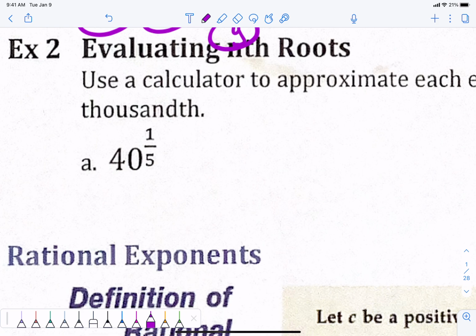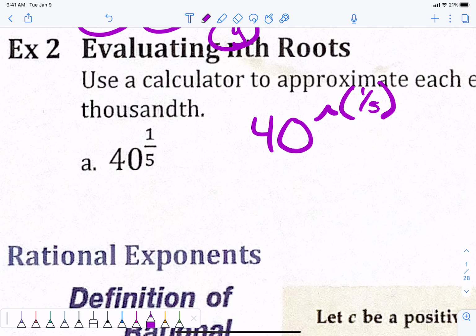Use a calculator to approximate. Okay, before we do a calculator, just wait a second. There are 2 ways of plugging this into your calculator. You can literally put it in as 40 caret 1/5. You might have to write it in parentheses like that. You can do it that way, or however your calculator does it. Okay, what does the 1/5 power mean?